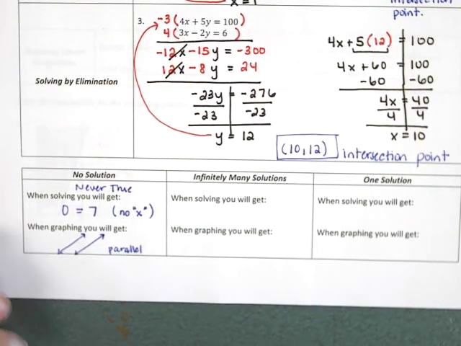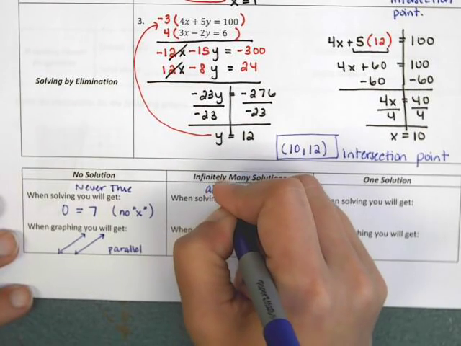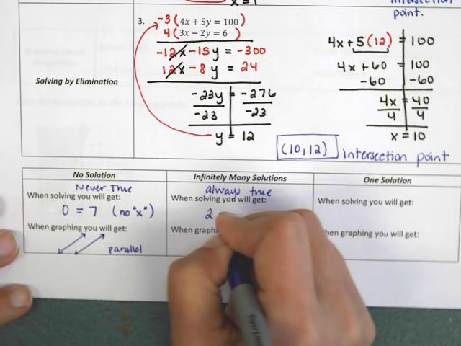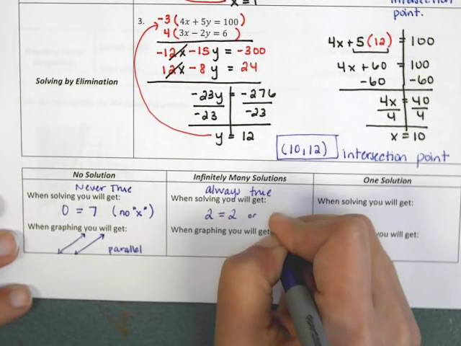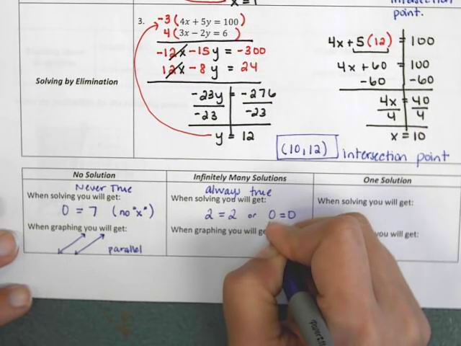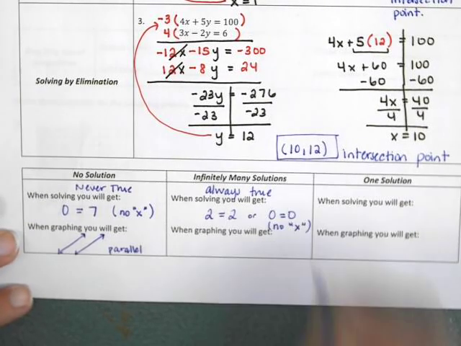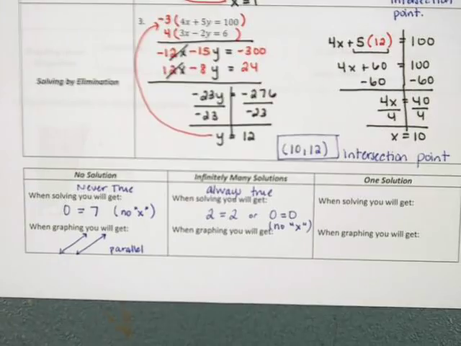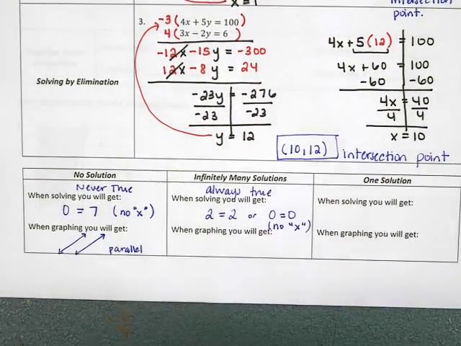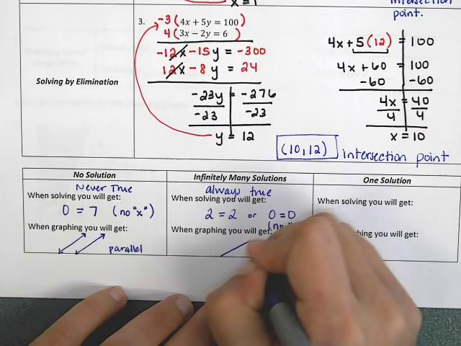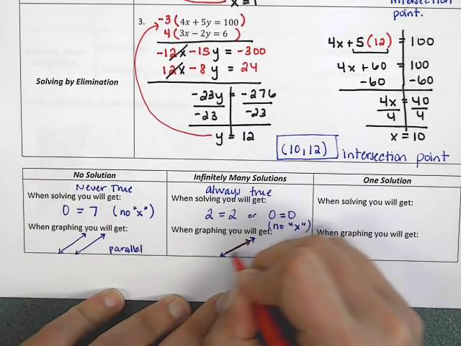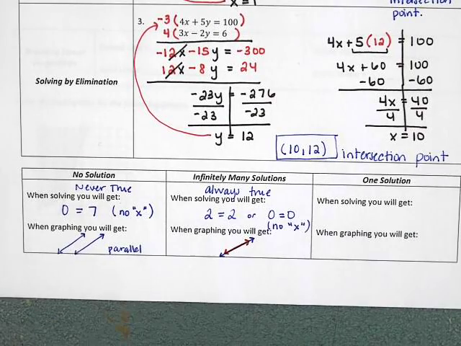If you have infinitely many solutions, you're going to get something that is always true. For example, you would get 2 equals 2. Or 0 equals 0. Again, there is no x. There's no way to solve these. There's no rearranging. It's just a statement that is always true. So because of that, we would say that there are infinitely many solutions. Now, when you're graphing, you're going to get two lines that are right on top of each other. They intersect everywhere.